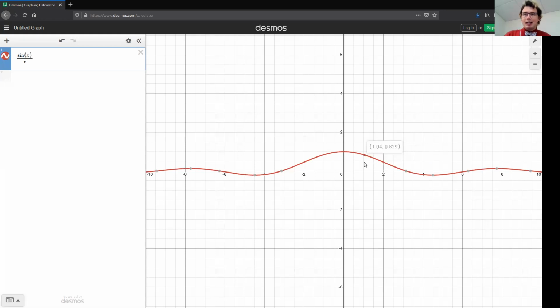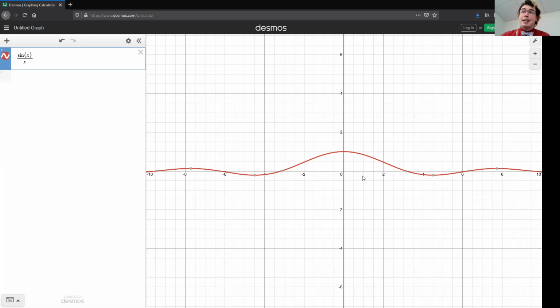If I come in from the right and I drag my mouse along the curve, my x coordinate is getting closer to 0 and my y coordinate is getting closer to 1. And similarly, if I come in from the left, the x coordinate is getting closer to 0 and the y coordinate is getting closer to 1. But there's a different way to think about this, and that's using the squeeze theorem. So I want to think of two different functions I can use to bound my graph and make it more obvious that that limit exists.